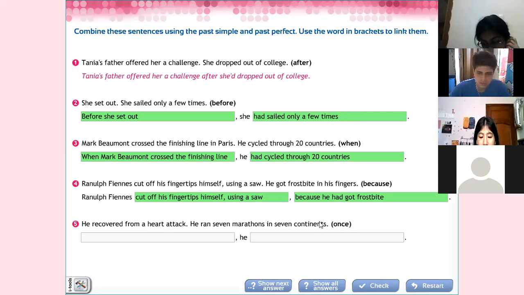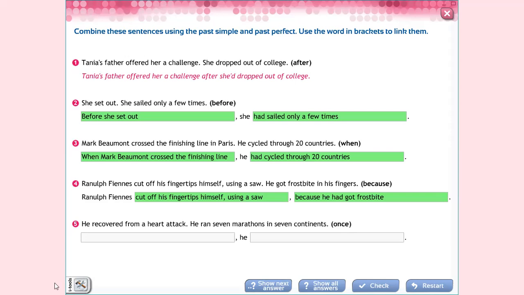Okay. The last one, he recovered from a heart attack. He ran seven marathons in 7 countries. All right. He ran 7 marathons in 7 countries once he had recovered from a heart attack. Okay, once he had recovered from a heart attack, he ran 7 marathons in 7 countries.